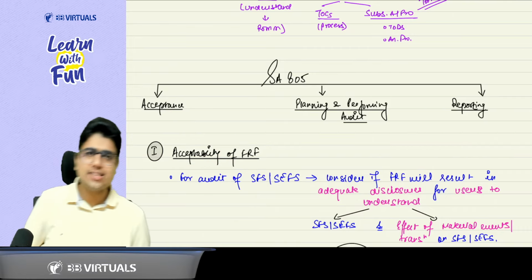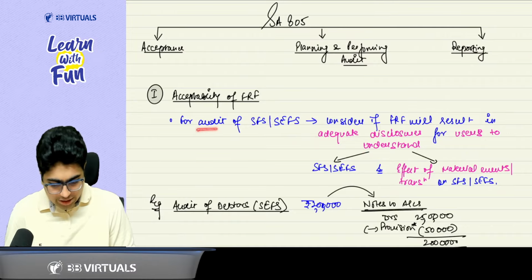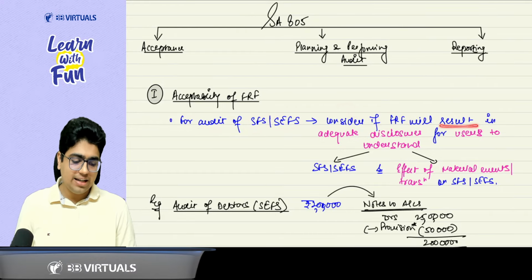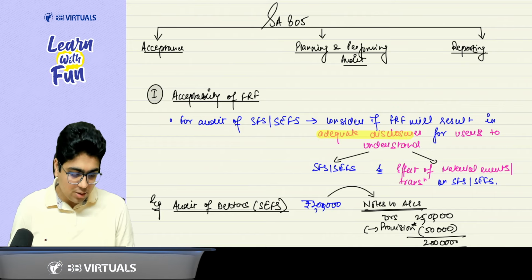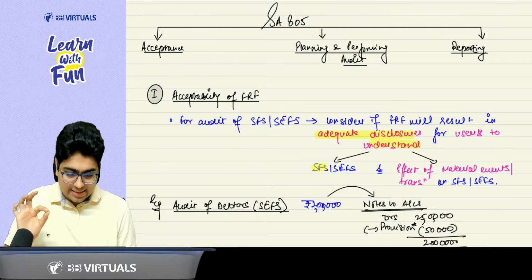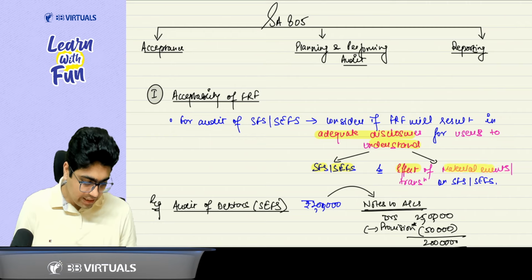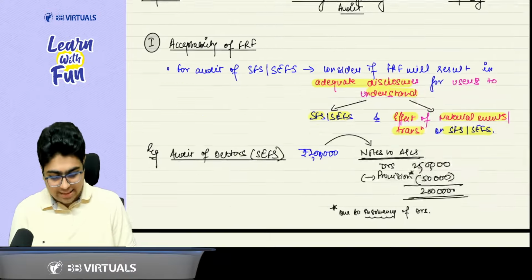Now, sir, how to see the acceptability of FRF? Very similar points. It says for the audit of SFS or SEFS, you need to consider if the FRF will result in adequate disclosure. Basically, as an auditor, I want adequate disclosures to understand the SFS or SEFS and the effect of material events and transactions on the SFS or SEFS. Let's understand with the example.